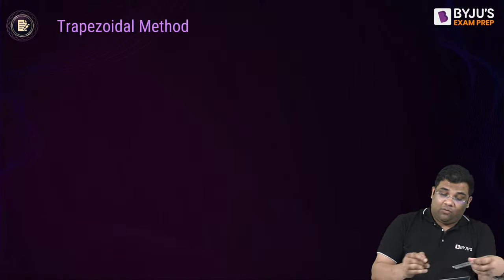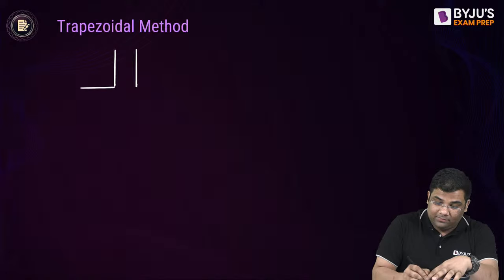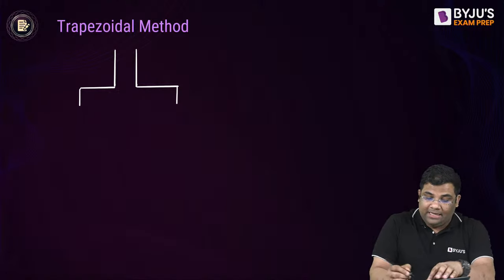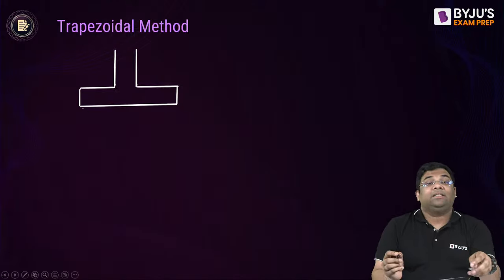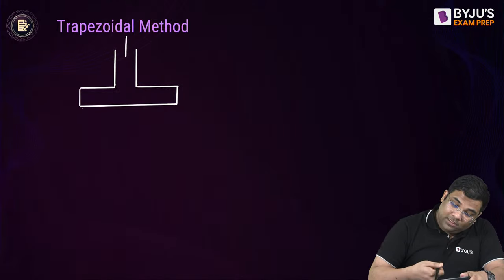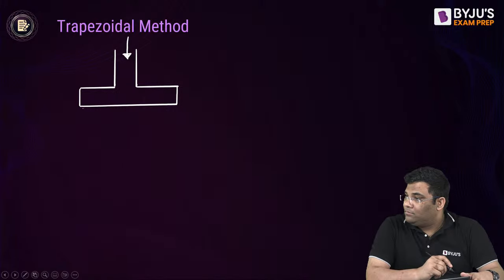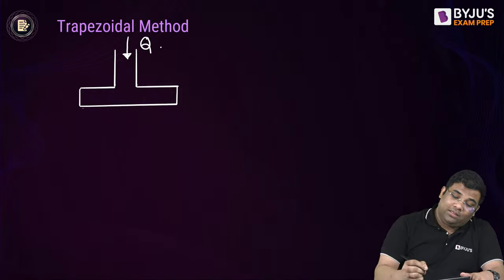Now in the trapezoidal method, what happens? Suppose we have a footing like this. Okay, this is the trapezoidal method. When the footing is acted upon by a load, there is dispersion of that particular load, or I can say the stress gets distributed. How? Suppose this is a load Q.